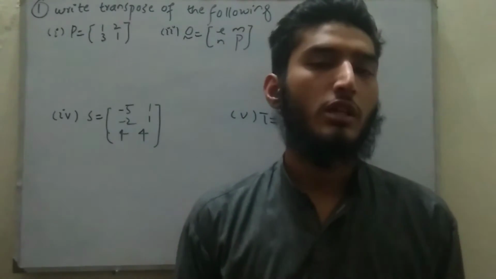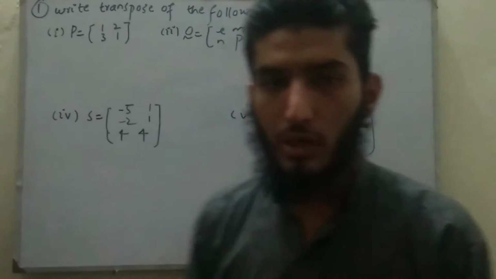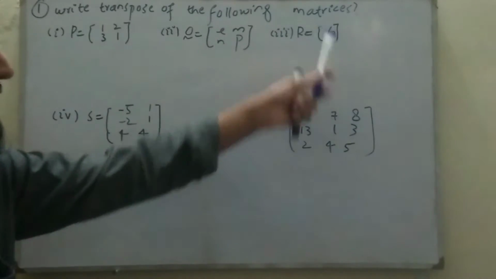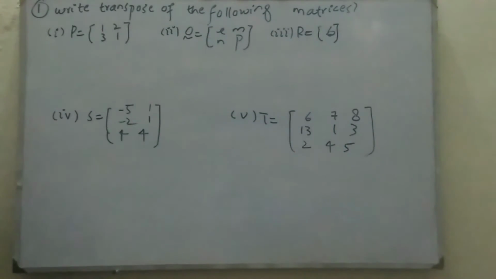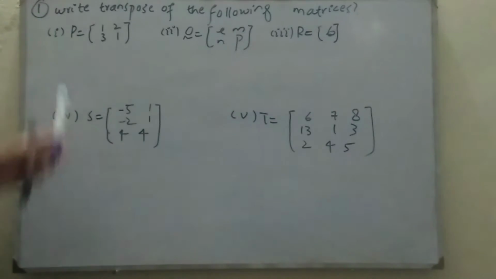In the previous video, we learned the last and an important question of exercise number 1.1 related with the matrices and equation. Today we are going to start a new exercise number 1.2. The first question tells that write transpose of the following matrix. So in transpose, the columns and the rows are interchanged with each other. So how can we find the transpose for the first part of the question number 1?